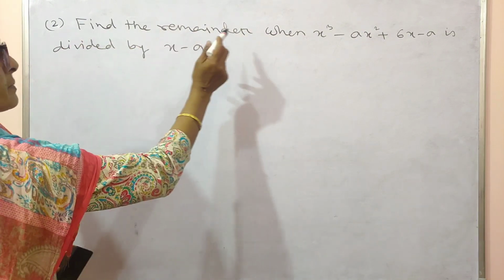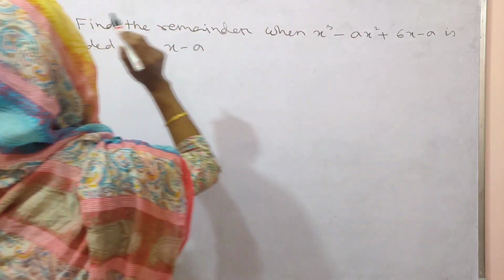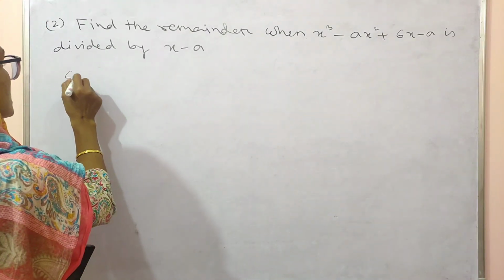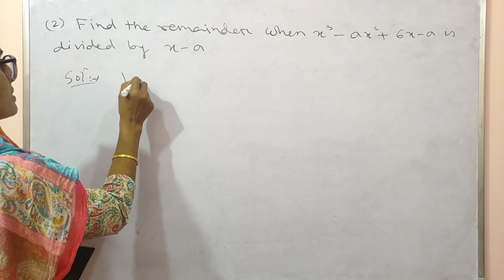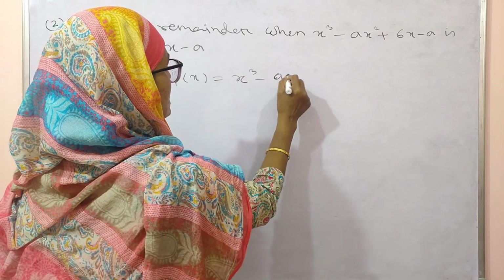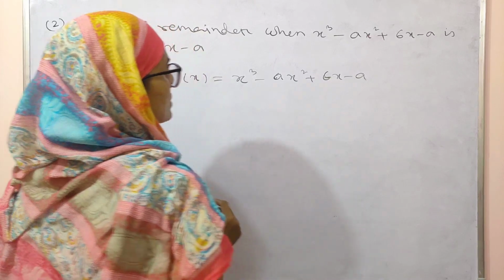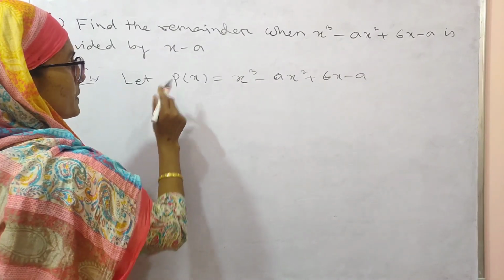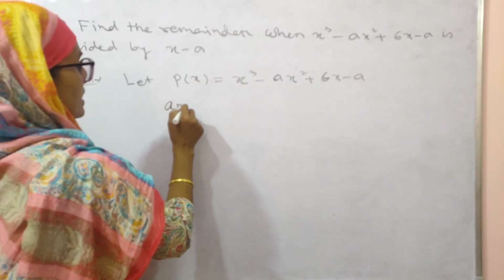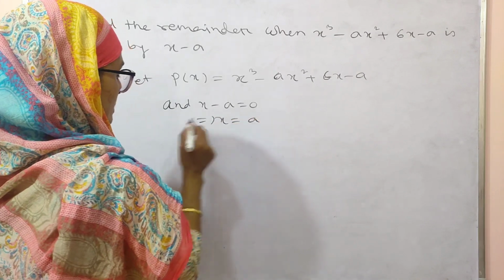Number 2, find the remainder when x cube minus ax square plus 6x minus a is divided by x minus a. Same as question number 1. Solution, let p(x) equal x cube minus ax square plus 6x minus a. Therefore, you have to put the value of x and write x minus a equal to 0 or x equal to a. Therefore, p(a).